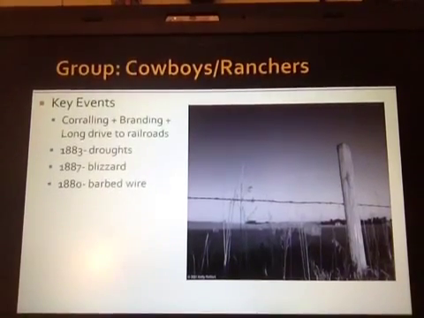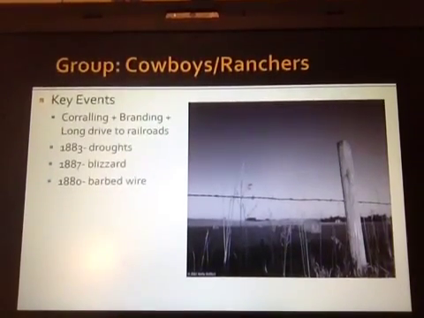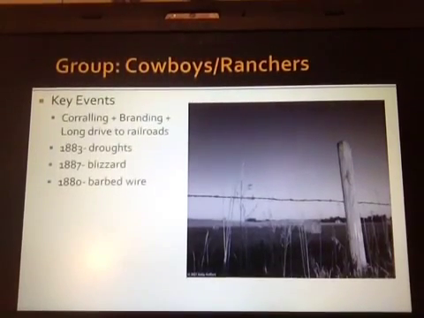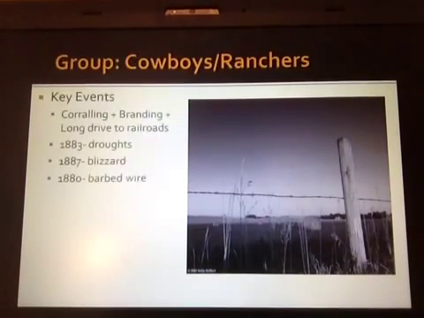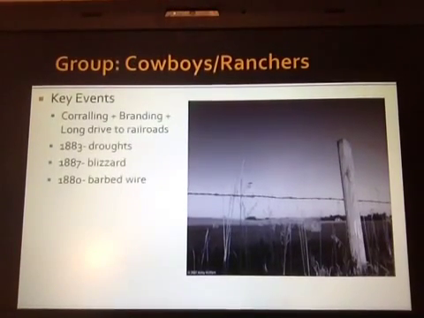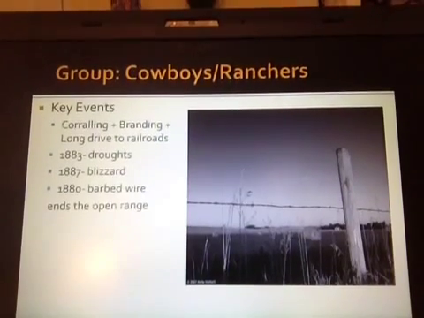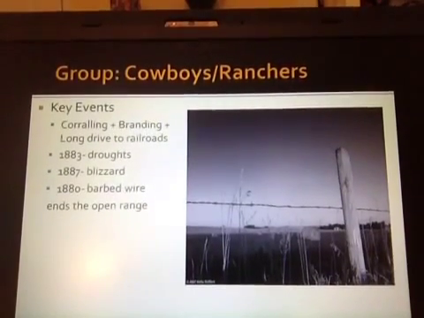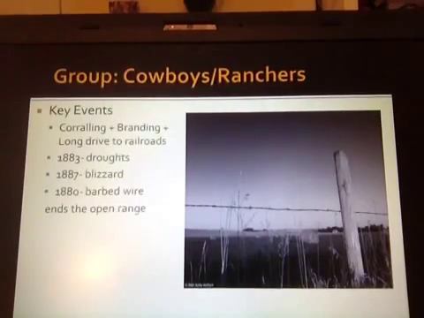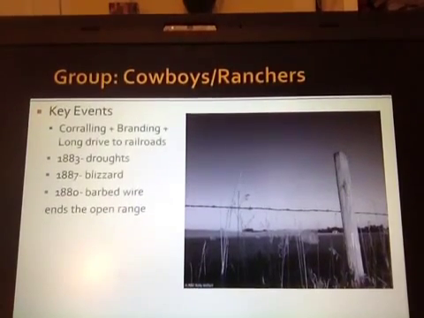Before this, they'd had to make their fences out of wood, and there wasn't enough wood out west to make the fences, so the open range continued to exist. But after the 1880s, barbed wire is going to start really keeping people from walking on other people's land. So that's the end of the open range and the end of the cowboy era. Okay, so the cowboy era pretty much ends in the mid-1880s.